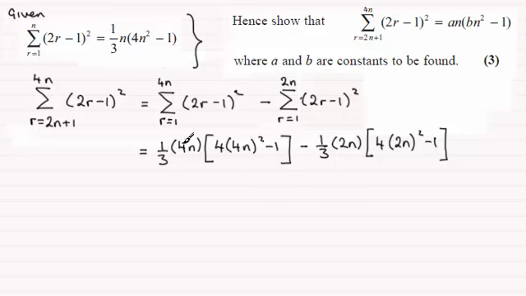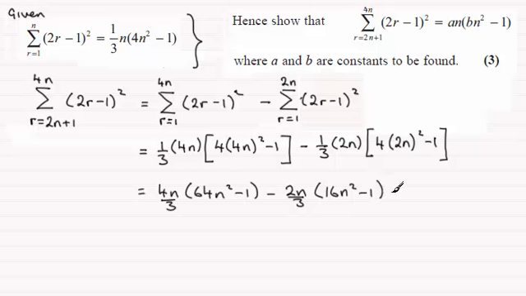So if we just clean up each of these terms, for this first term here I've got 4/3 n, or 4n over 3, and then that will be 64n squared minus 1, and then for this one we've got minus 2n over 3, and then that's going to be multiplied with 16n squared minus 1.